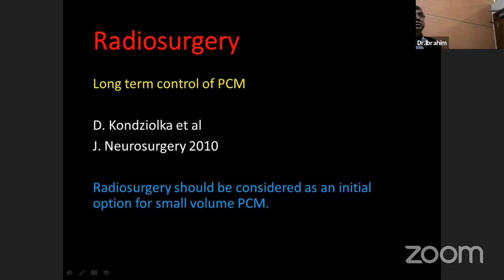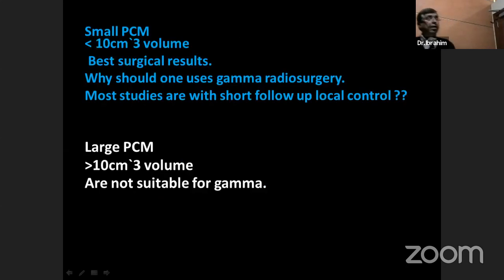Konziolka, again, a major center in USA. What does it say? Radiosurgery should be considered as an initial option for small volume, small meningiomas. I agree to that, if the patient is not fit for surgery, but they don't. They treat patients across the board. Again, the same center, small retroclival meningiomas. Of course, if they are small, they are good for surgery. Why should I give them radiosurgery? If they are large, it is not good for gamma knife. So both small and large, you should not be giving gamma knife.